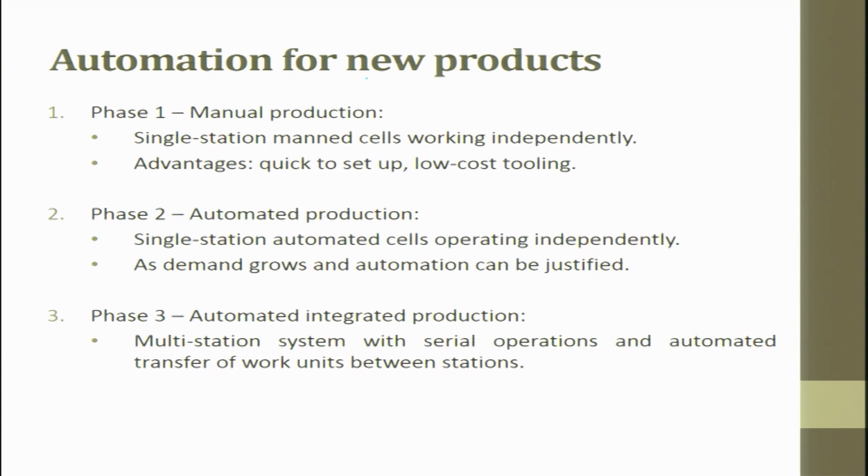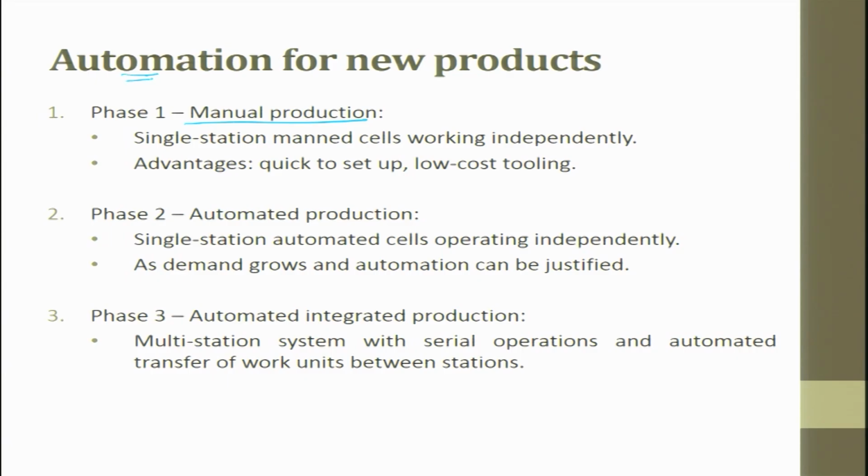Automation of new products, when we start discussing, there are several phases. The first phase is manual production, a single station manned cell working independently. This is the first phase of automation of a new product. Then automated production, single station automated cells operating independently, as the demand grows and automation can be justified. In phase 3, automating the entire production, where multiple stage machines with serial operations and automated transfer of work units between stations are done.